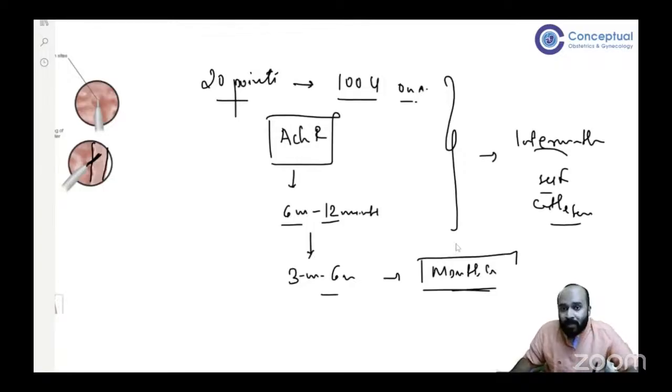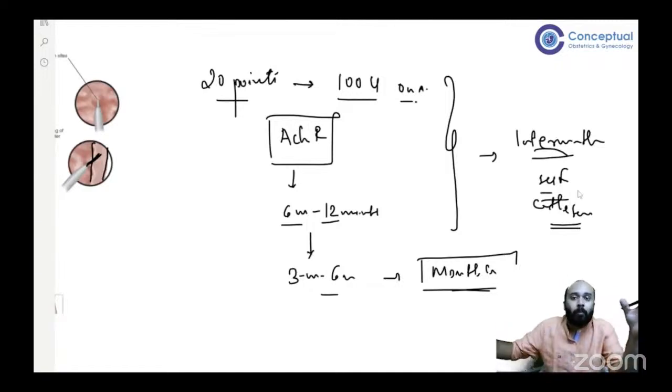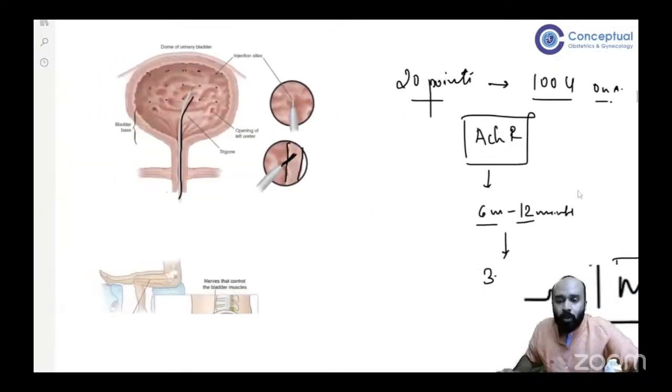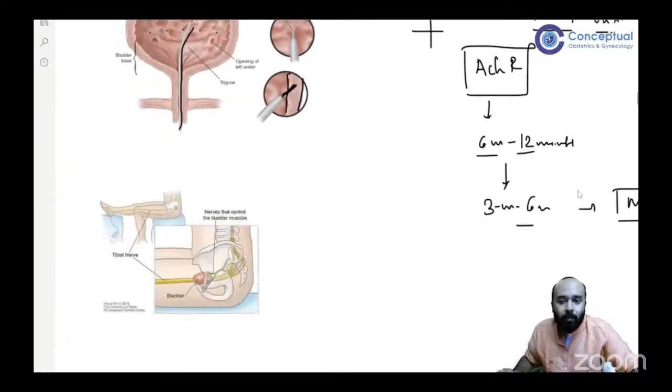So the problem of this is going to be, first of all, bladder voiding dysfunction. Basically, the bladder is getting completely filled up, it is not able to contract. And secondly, the increased frequency of repeated injections over a period of time because of the development of antibodies against the botulinum toxin. But that is how we do Botox injections inside the bladder.